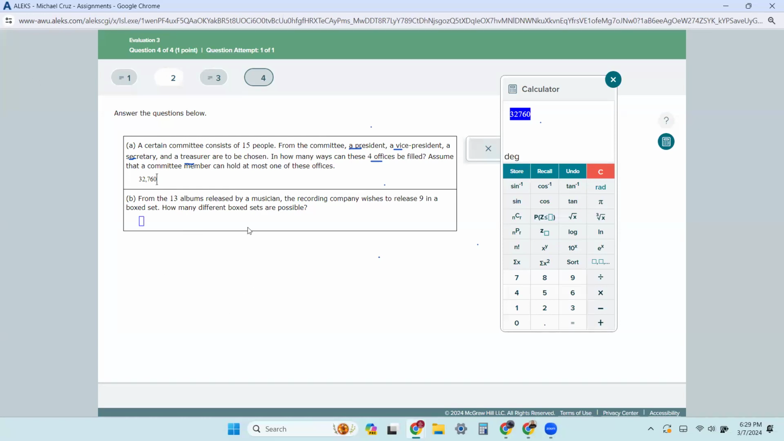All right. So from the 13 albums released by a musician, the recording company wishes to release 9 in a box set. In how many different ways can this happen? First of all, let me write up here, this was permutations. And then down here, which one is this? Is this permutations or combinations? You got to keep in mind they don't always give you one of each. Sometimes they'll give you 2 of the same type. Sometimes it will be one of each. What do you think this one is?